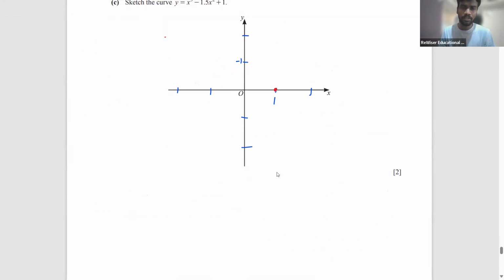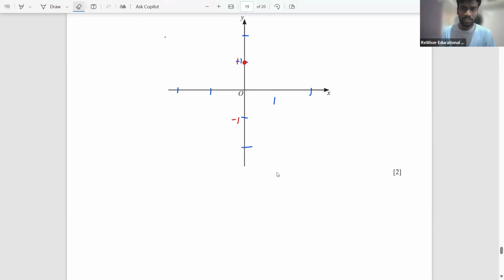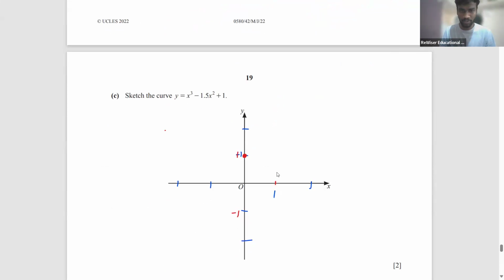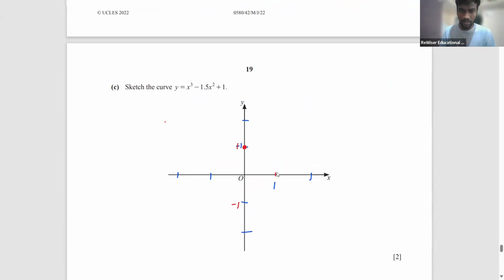Oh, this is positive 1, this is negative 1. The stationary point is (0, 1), so this point is what is (0, 1), not this one. And the other stationary point is (1, 0.5), somewhere here. So I can clearly see it. The graph would look something like this.